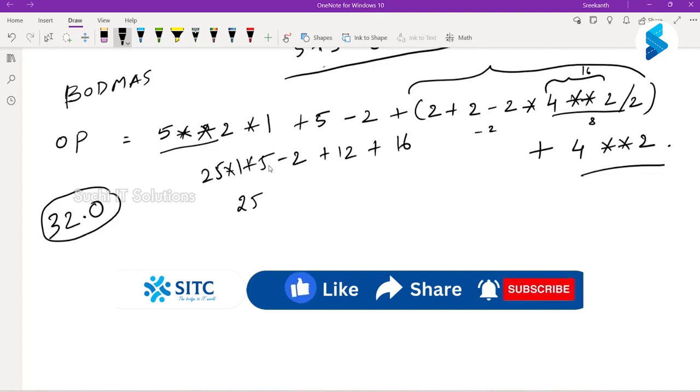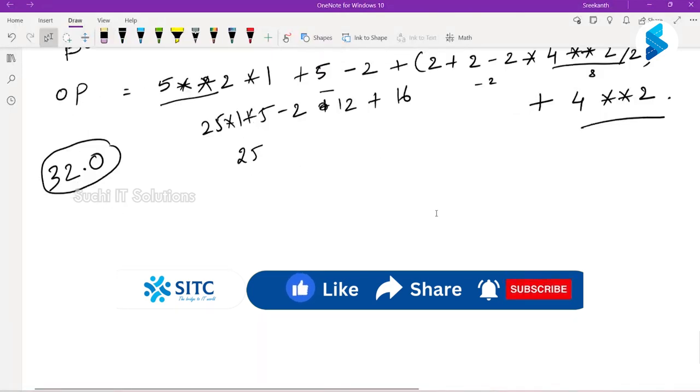25 plus 5 is 30. 30 minus 2 is 28. This was minus 12, right? Okay, 25 minus 12, then plus 16 will actually lead to 32. Right? Can we quickly try this? So this portion is clear, right?